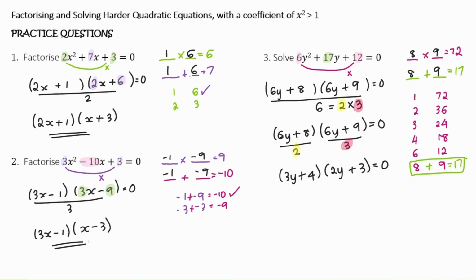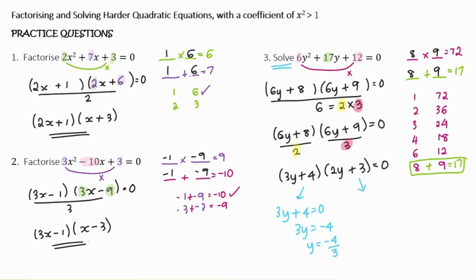This question asks us to solve it, and in order to solve this equation, we would equate each bracket to 0. So if 3y plus 4 is equal to 0, we would first minus 4 on both sides, which means 3y would be equal to minus 4. And then dividing both sides by 3, we would get y is equal to minus 4 over 3.